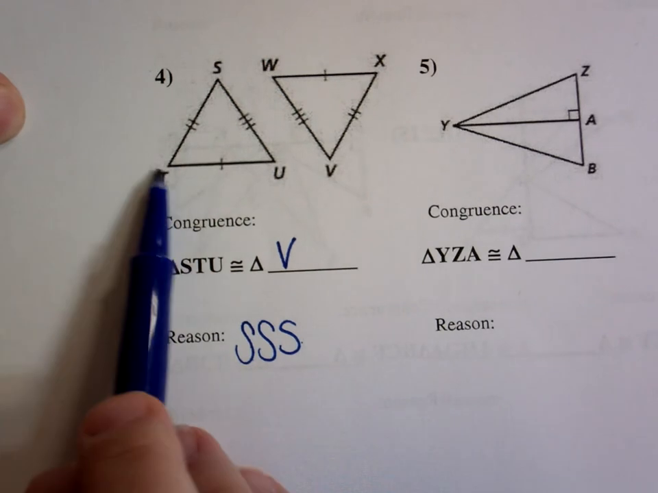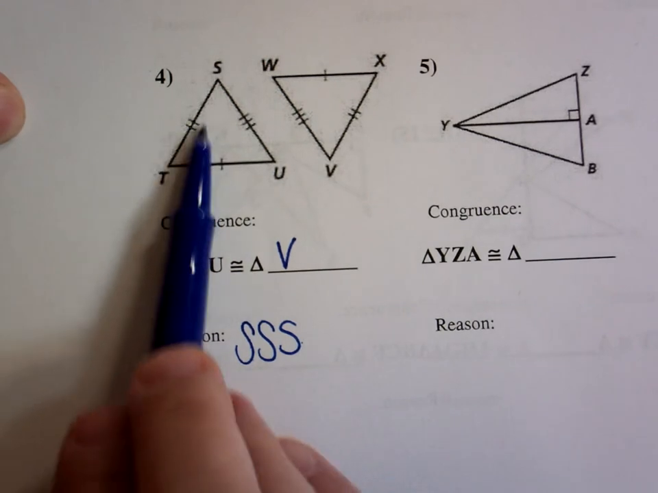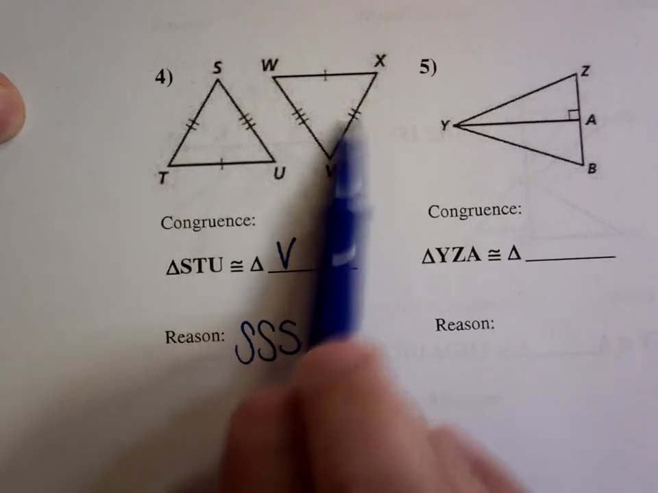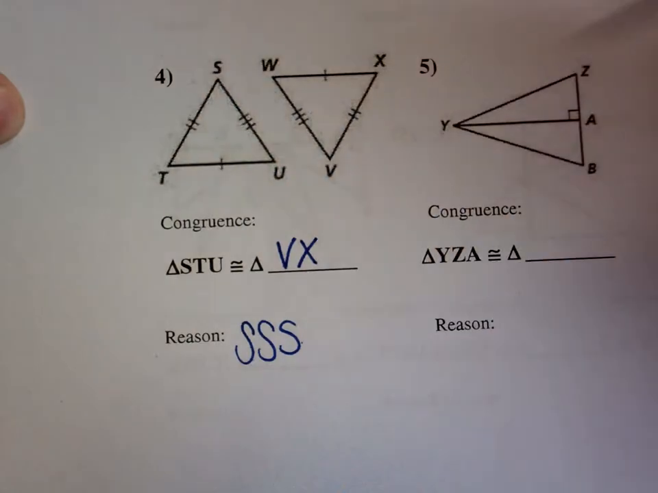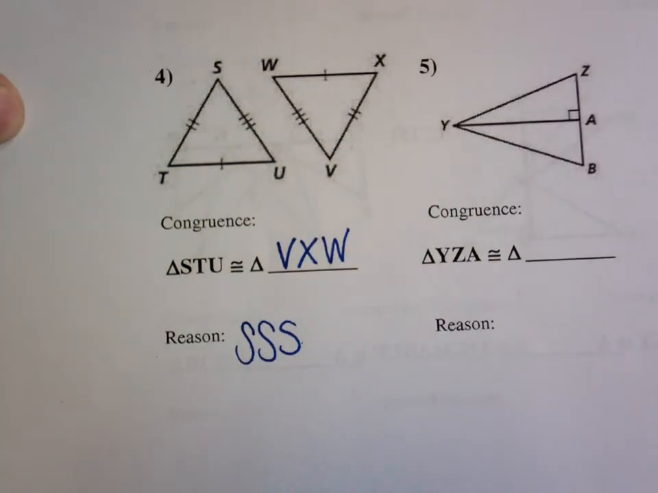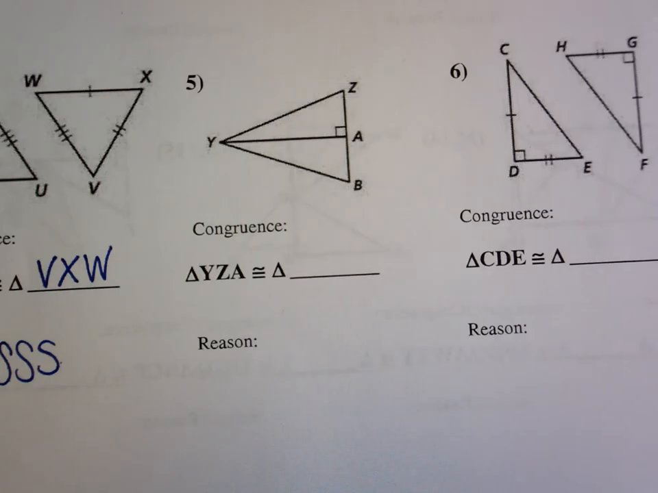Then T is the intersection of the side with 2 marks and the side with 1. So over here that would be X. And that leaves us with W as the last vertex. All right, next, number 5.